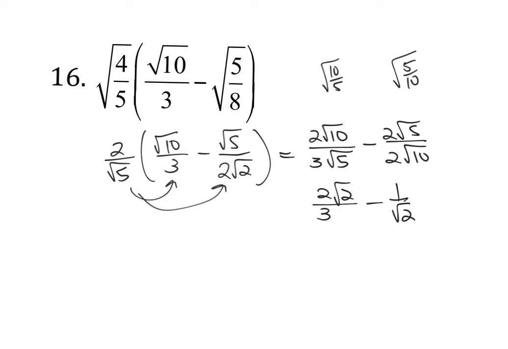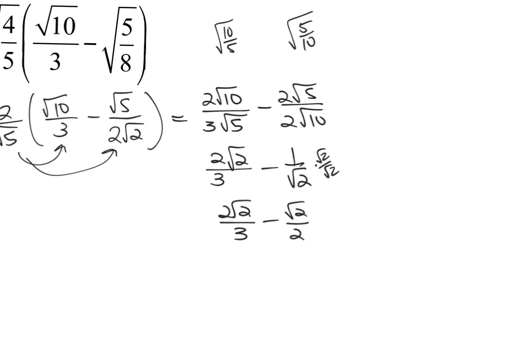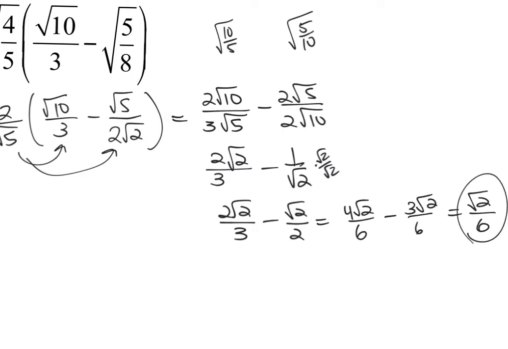And then, of course, we can't leave our answer that way, so we do need to rationalize. Can't leave any radicals in the denominator. 2 root 2 over 3 minus root 2 over 2. And if those radicals were not the same, you would be done. But since they are the same, I do need to combine them. And so I will need to get a common denominator. So I'm going to make both of them over 6. So 4 root 2 over 6 minus 3 root 2 over 6. We're going to get 1 root 2 over 6 for that one.